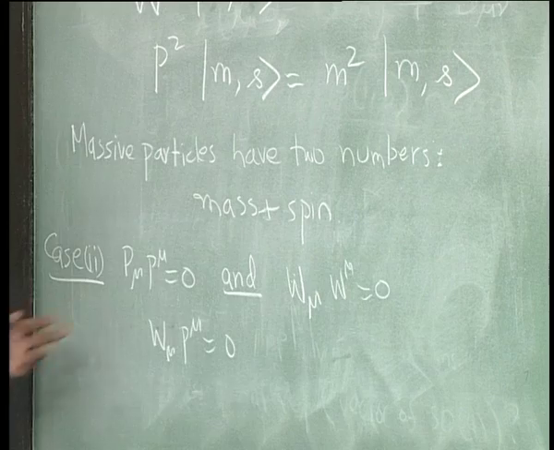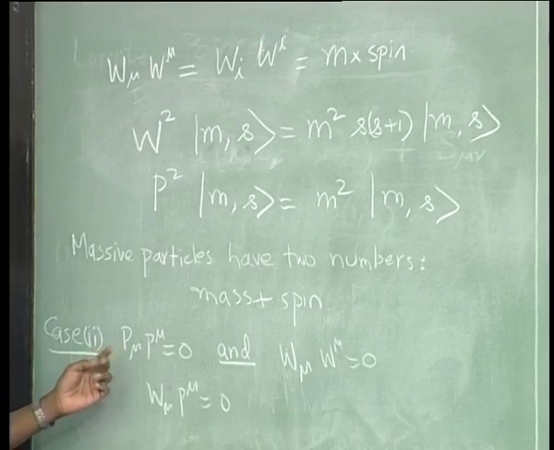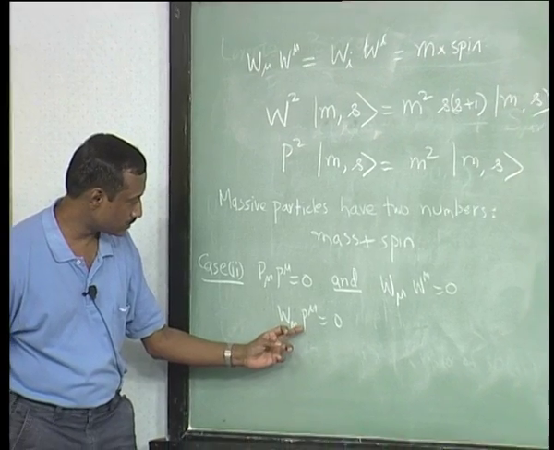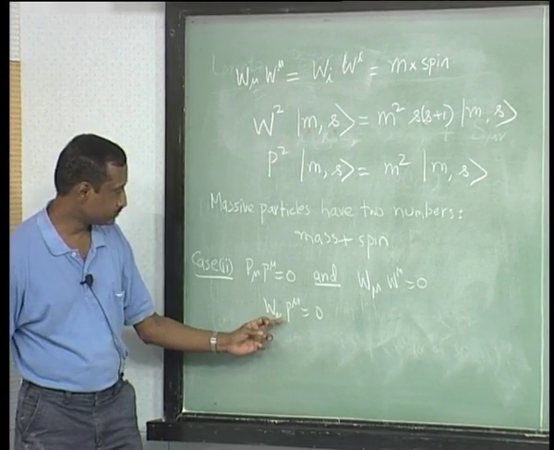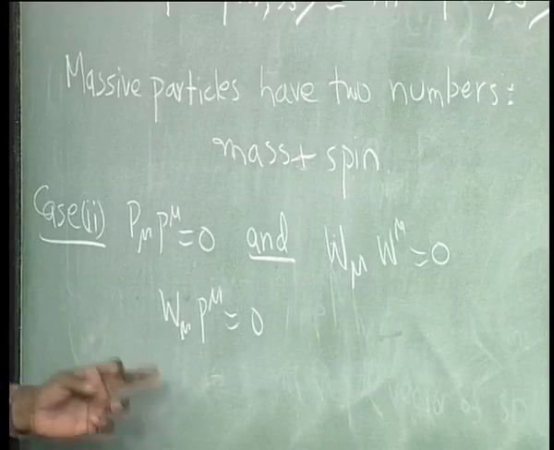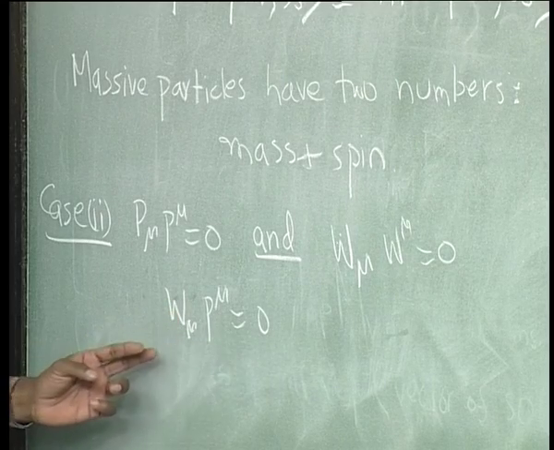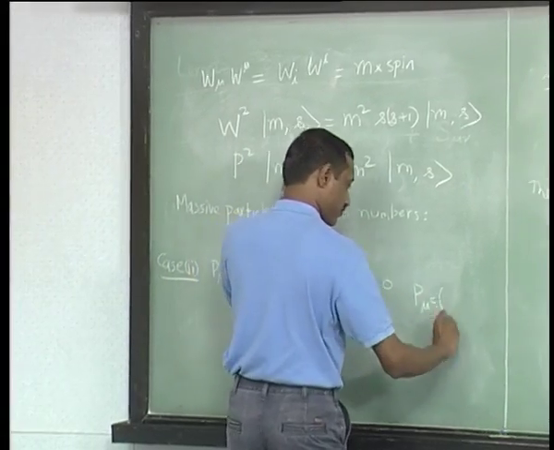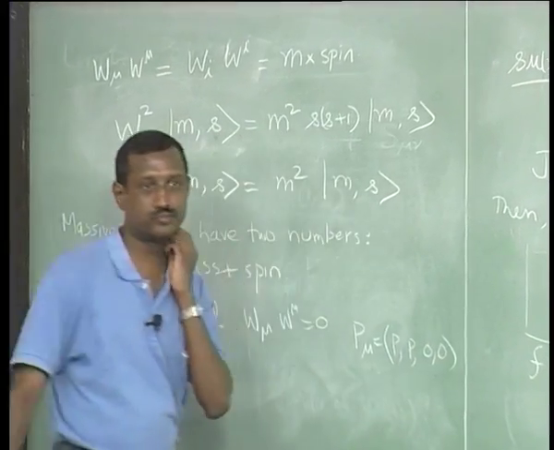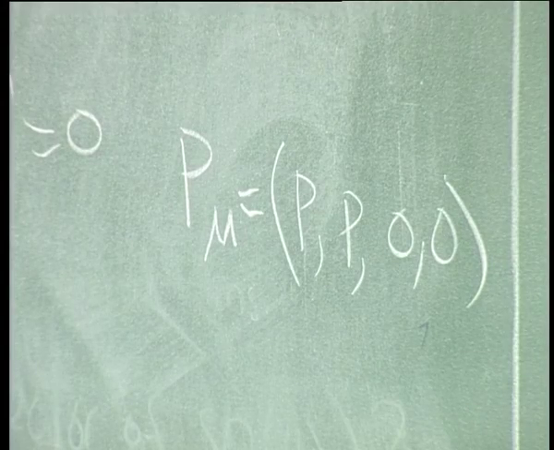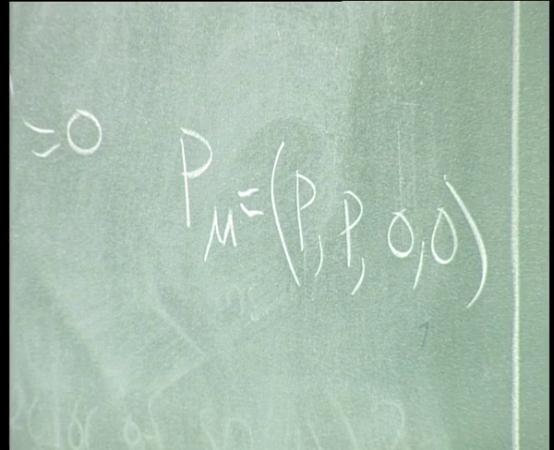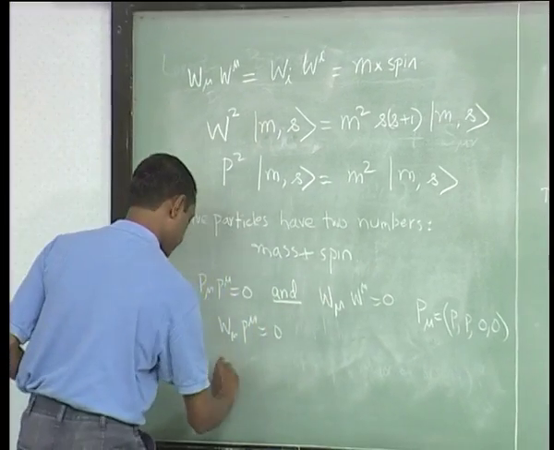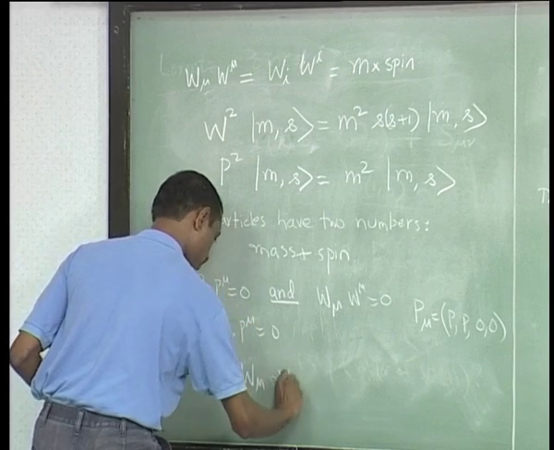Okay. So what you have is two 0 norm vectors in 4 dimensional space, and they are orthogonal to each other. This can only happen if W^μ and P^μ are proportional to each other. The simplest way to do that is to take P^μ in some frame where it is (P, P, 0, 0), and work out what you should get for W^μ. It is not like W^μ is some arbitrary vector, you should go back to the definitions. So these conditions imply that W^μ is proportional to P^μ.